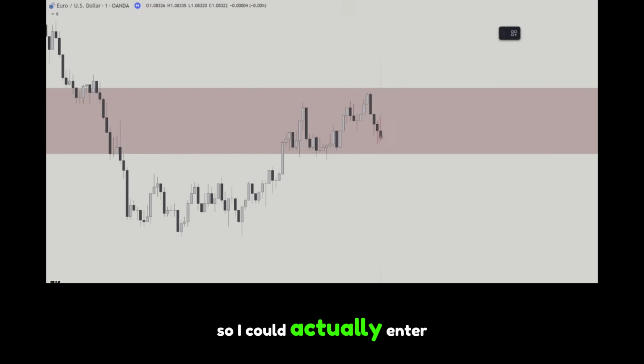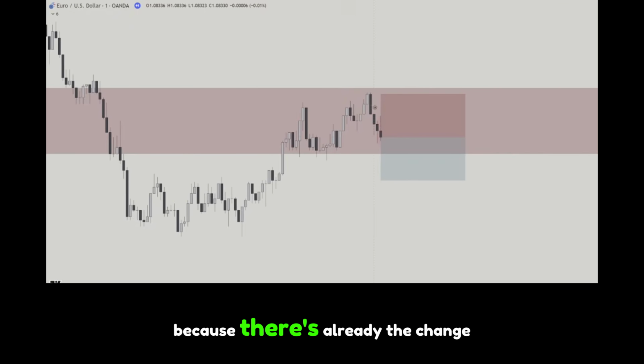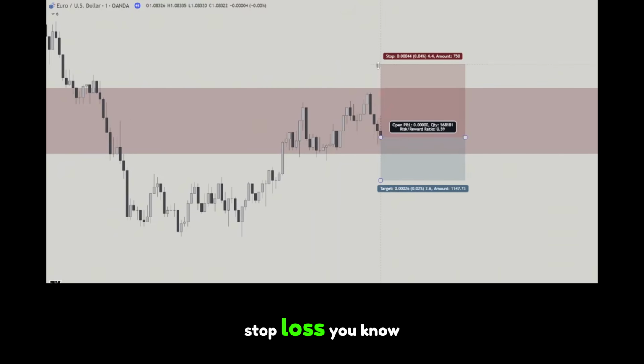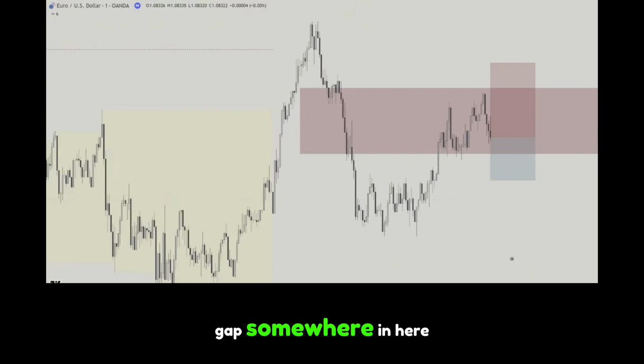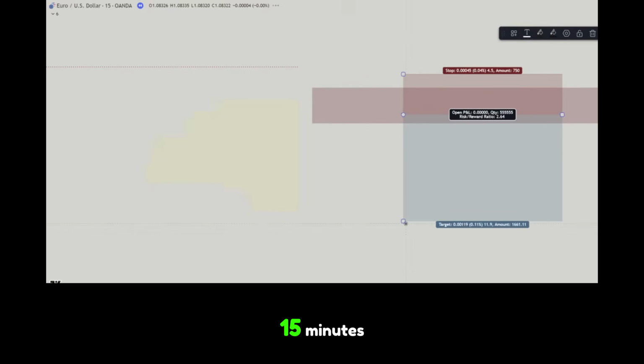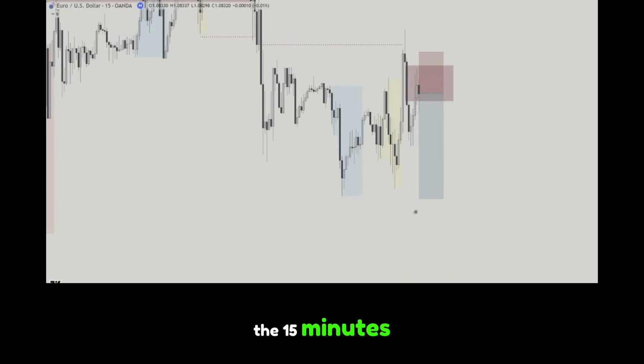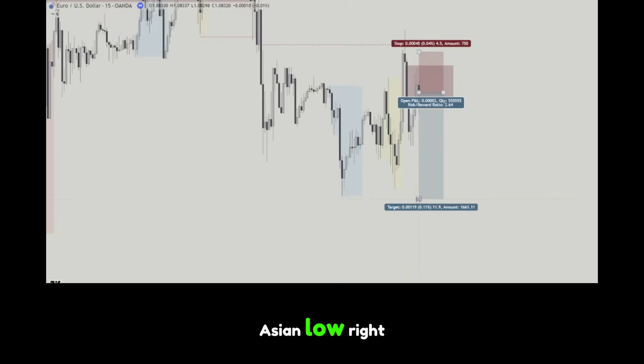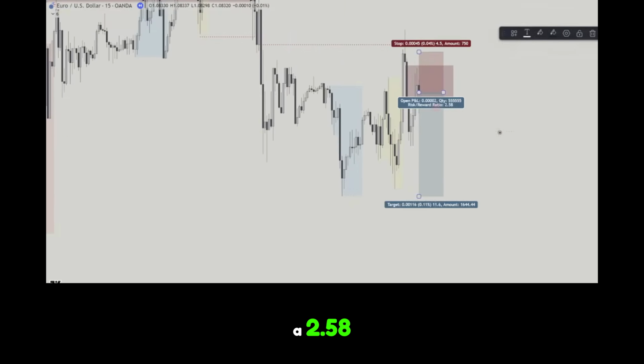So I could actually enter a trade from here already, because there's already the change in delivery and then the fair value gap being filled. Plus, just above the fair value gap, somewhere in here. And what I could have targeted here is, first of all, going to 50 minutes. We can have the structure on the 15 minutes and I've targeted the Asian low, right? But that's not much. That's the 2.58.